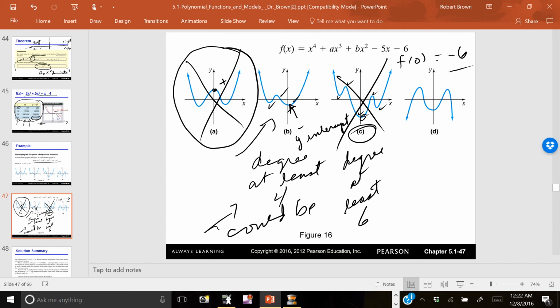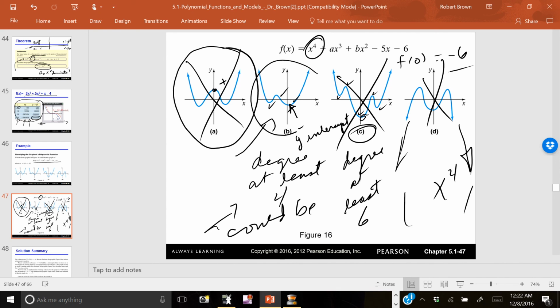Now, notice that the end behavior is down and down on the right and the left, but the term x to the fourth, which determines that behavior, means it would be up on the right and up on the left. So this could not be. So the only one that could be is graph B.